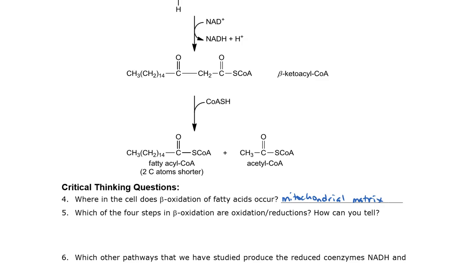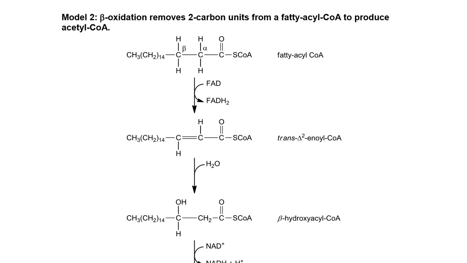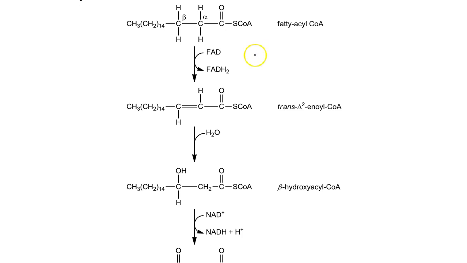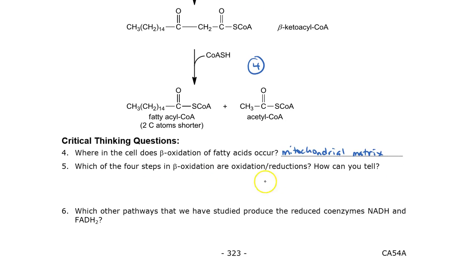All right, look at the model right above and tell me which of the 4 steps are oxidation reductions. If you want to, you can just call them steps 1, 2, 3, and 4. Then list by number which of the steps are redox reactions. And how can you tell? Pause and write your answer. Pause now.